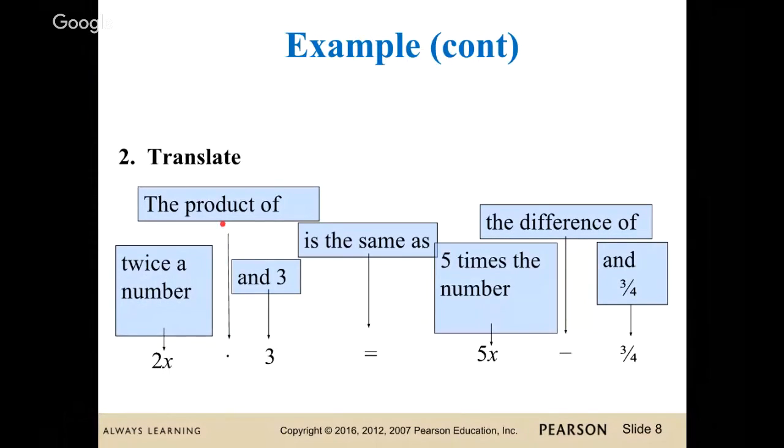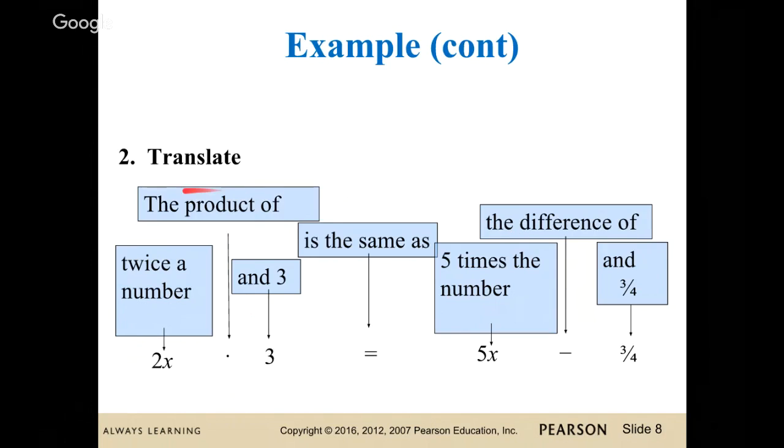So when you write that whole question out, you have the product of twice a number and 3, so 2x times 3 is the same as the difference of, minus sign, 5 times the number, 5x, and 3/4, right? So if you see something like the product of or the difference of, the first thing that they list is going to be what's going to be at the beginning of that part of the expression.